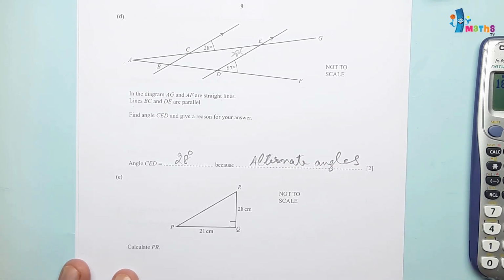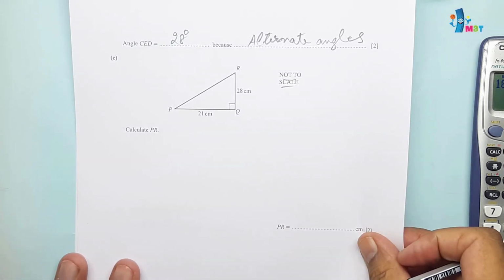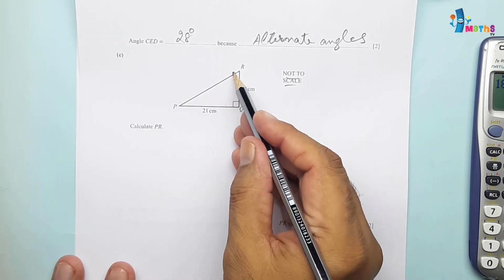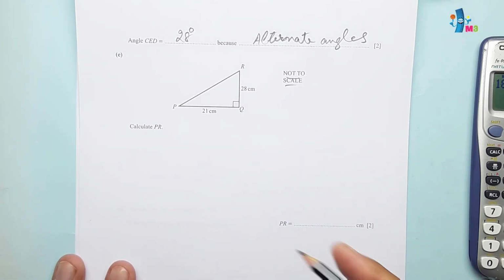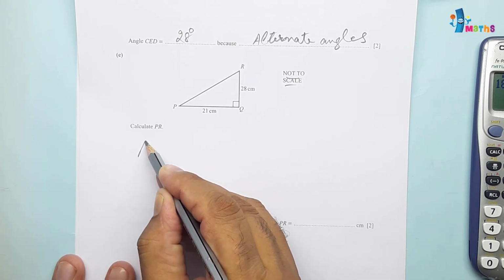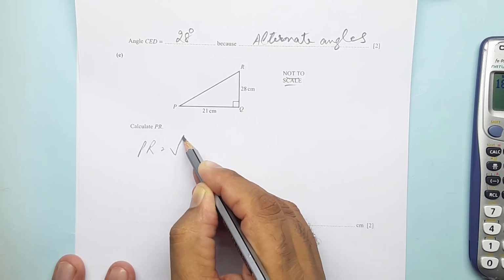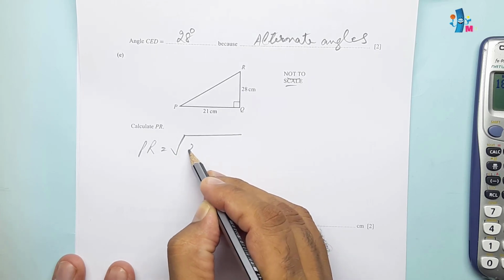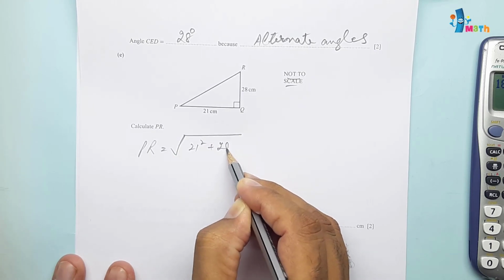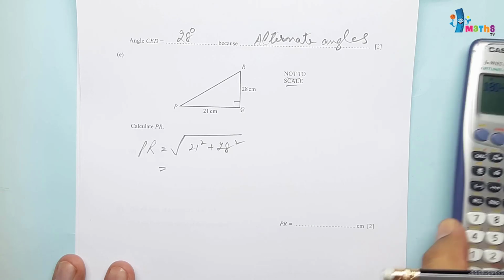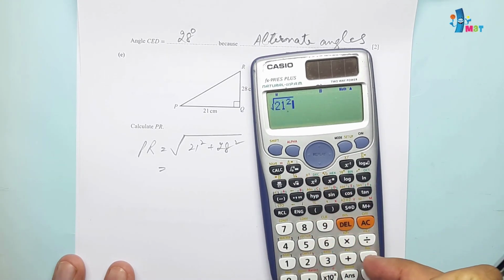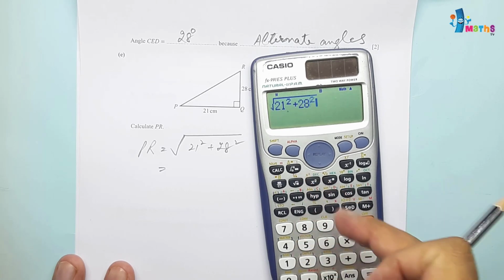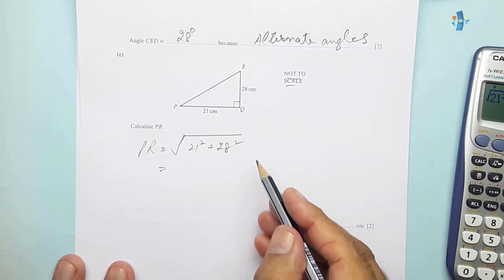E part, which is a triangle given, not to scale. Calculate PR. PR is this side. Hypotenuse we have to calculate. We can apply Pythagoras theorem, and this will be PR is equal to the square root of what? 21 squared plus 28 squared. So this will be root of 21 squared plus 28 squared. This will be equal to 35.